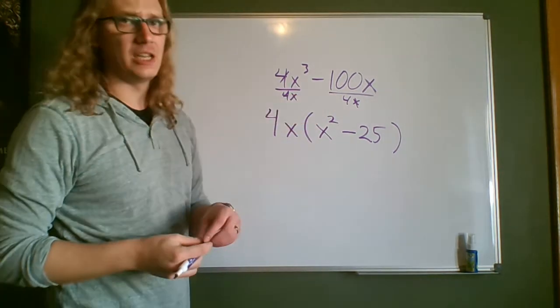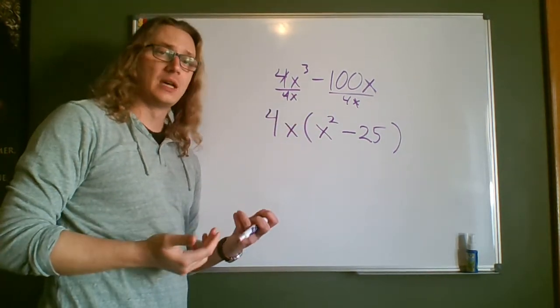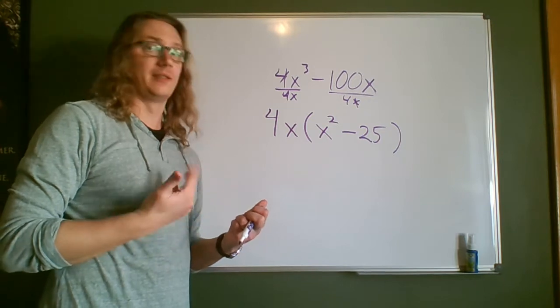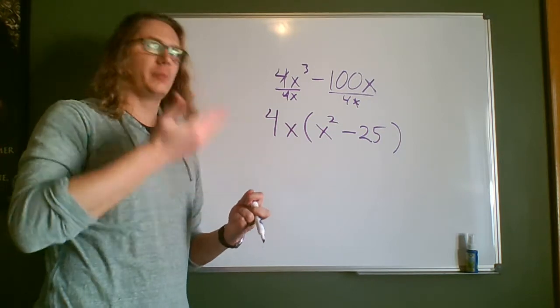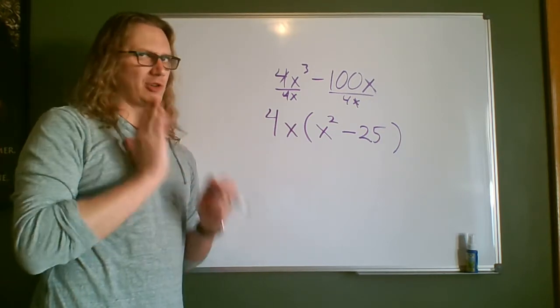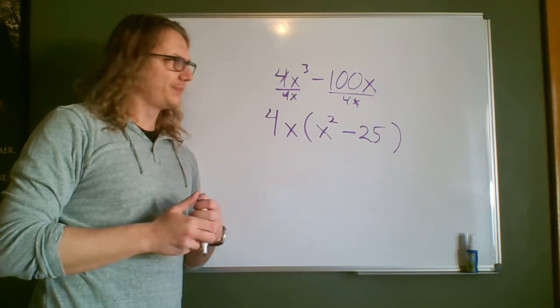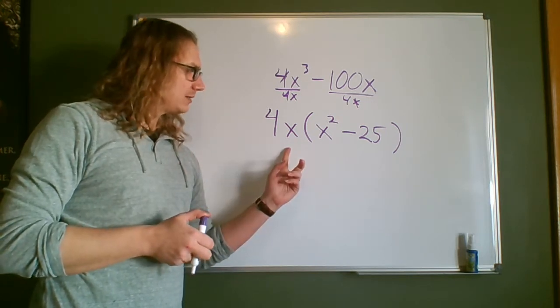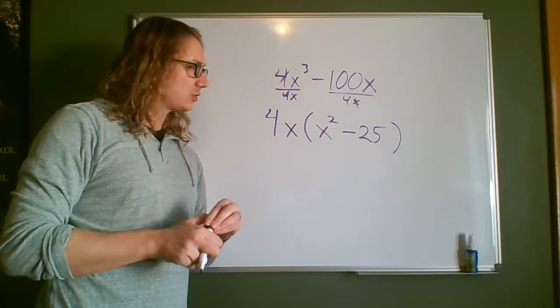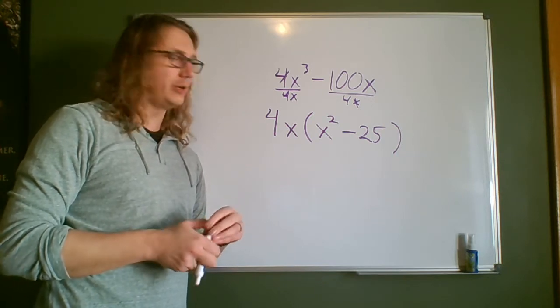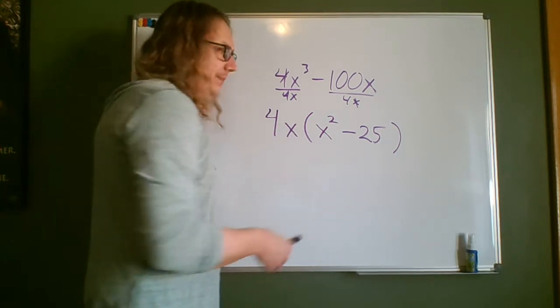And in both multiplication and division, that's how I like to treat things. Deal with the constant and the constant, and then your variable and your variable. Okay? Don't try and crisscross them. So you've got 4x, and then in parentheses, x squared minus 25. Well, we know how to deal with that. That's just difference of squares.